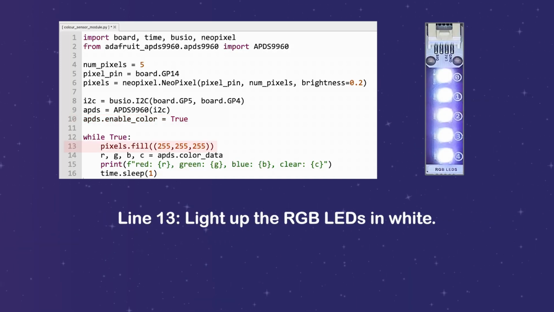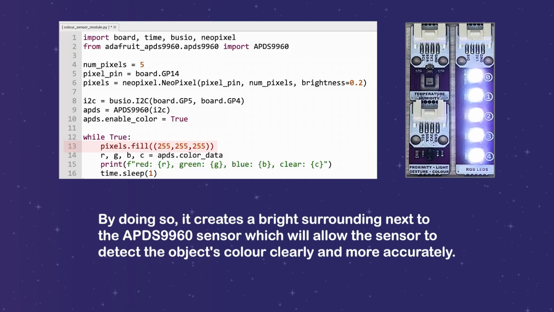Line 13 lights up the RGB LEDs in white. By doing so, it creates a bright surrounding next to the APDS sensor, which will allow the sensor to detect the object's color clearly and more accurately.